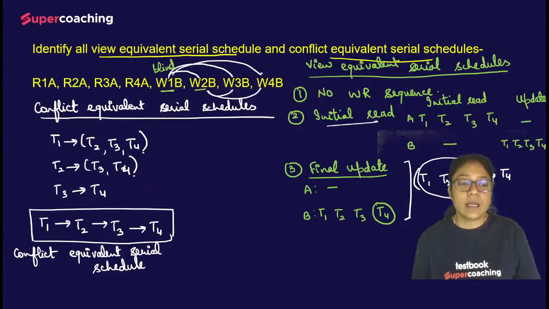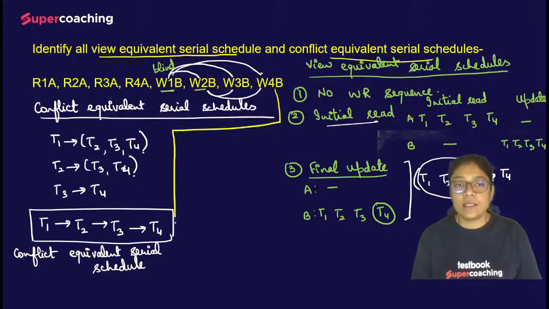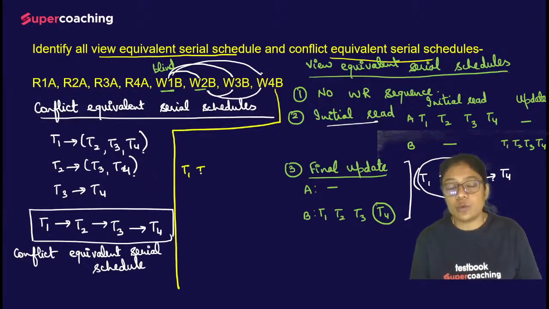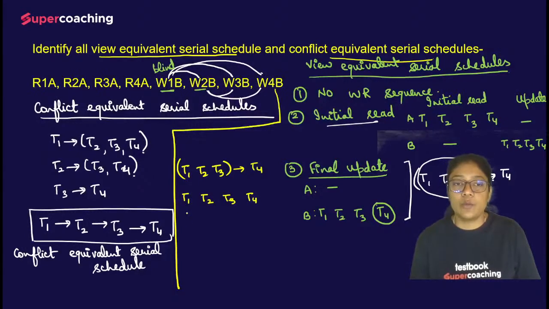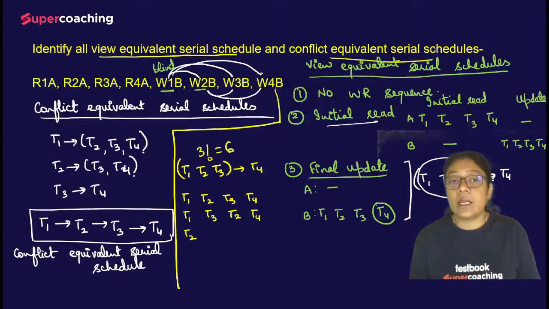So in how many ways can we arrange this? How many sequences are possible here? We are saying that T1, T2, T3 can come in any order. The only thing is at the end there should be T4. So here T1 is coming first, then T2 and then T3 and then T4. Other possibility is T1 first, then T3, T2 and then T4. Basically, if 3 elements are there, it is 3 factorial. That means we will be getting 6 view equivalent serial schedules.